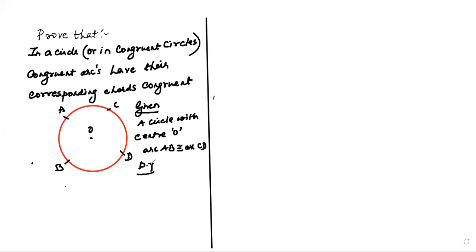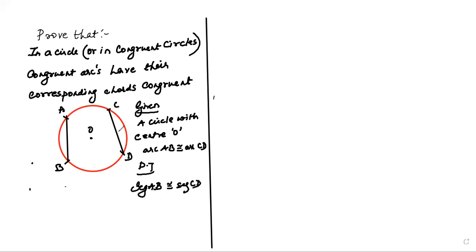And what they want is to prove that in a circle or congruent circles, congruent arcs have their corresponding chords congruent. We want to prove that corresponding chords are congruent. So you can see here arc AB का corresponding chord AB है, arc CD का corresponding chord CD है. You have to prove these chords are congruent. You have to prove chord AB, मतलब segment AB, okay, as chord is a segment, segment AB is congruent to segment CD.